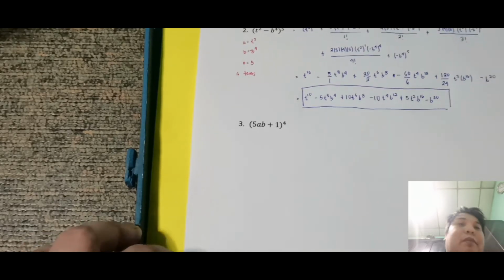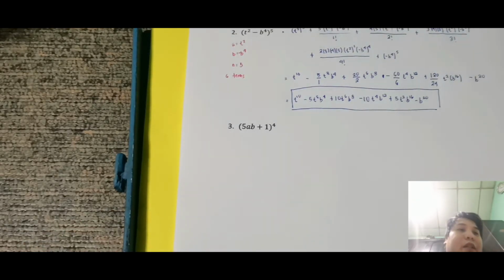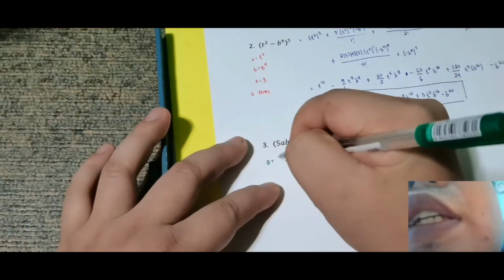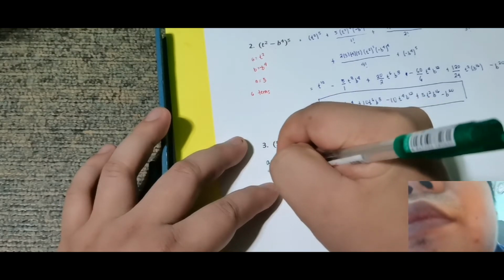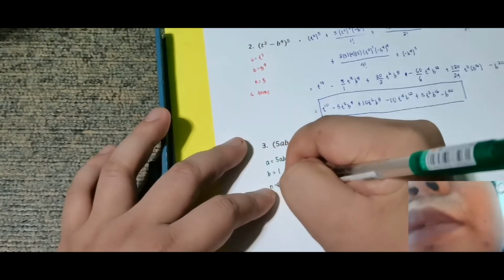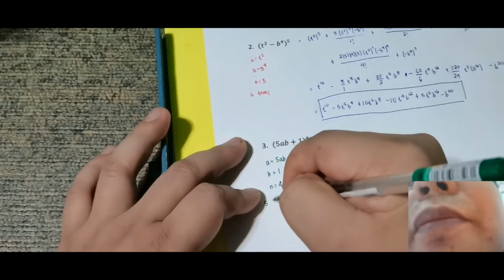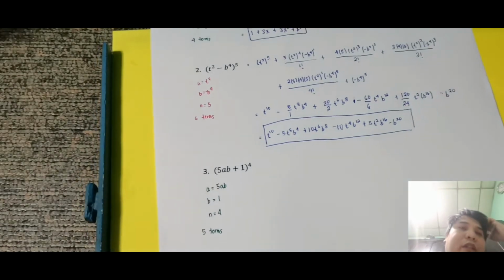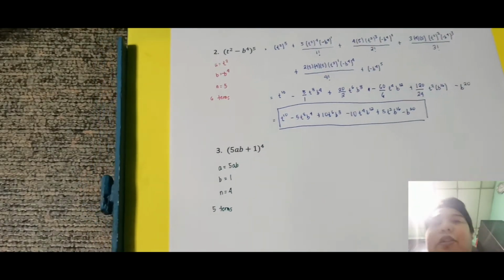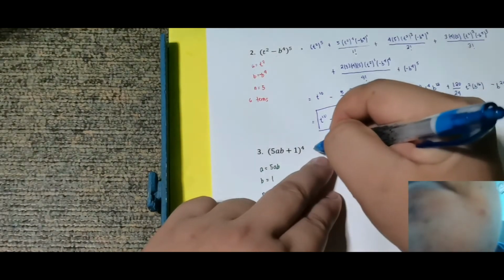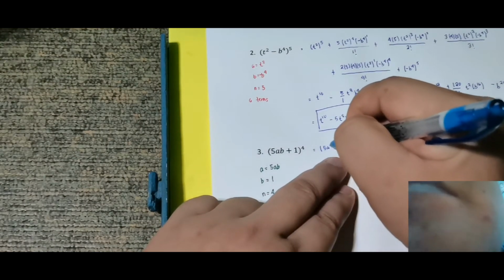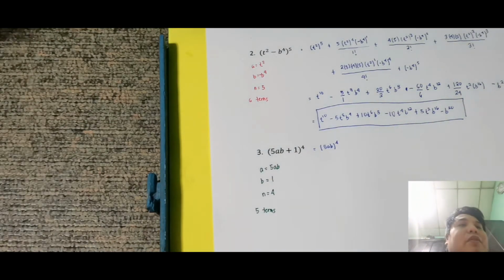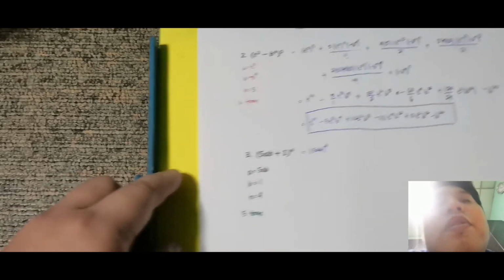Okay, so the next example is 5ab plus 1 raised to 4. So how do we do this? Again, a is 5ab, b is 1, n is 4. So we are expecting 5 terms. Okay, so let's proceed to the solution. What will be the solution? This is equal to first 5ab raised to 4. If you notice the repetition, next is 4.